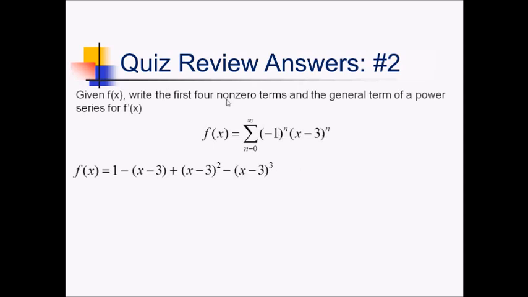Although they said the first four non-zero terms, because I'm about to take the derivative of this stuff, I know when I take the derivative, this 1 is going to get zeroed out. So I'm actually going to need one more term in the original so that I have enough for the derivative. So the next term would be plugging in 4. That would be plus x minus 3 to the fourth. And then let me write the general term of this. That's actually just going to be the summand if they already gave you the sigma expression.